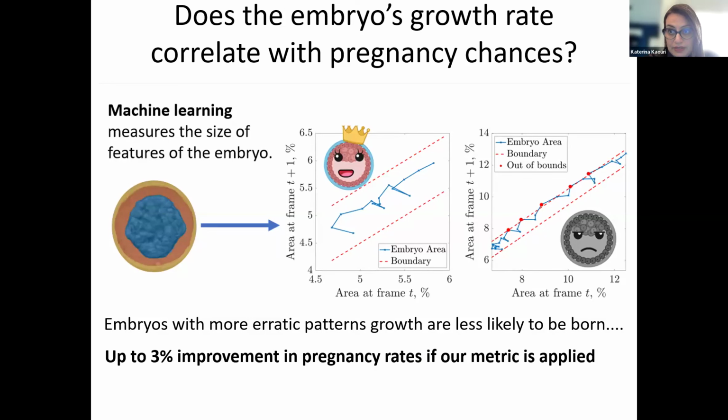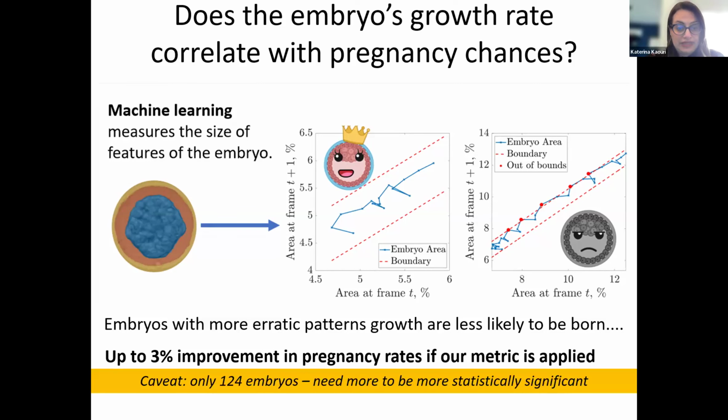However, with this metric, this is a new quantification of how this embryo growth rate is evolving. And we predicted that they would get up to 3% improvement in pregnancy rate if our metric is applied. This metric has not been applied yet, but there is more work to be done. One of them is to get more data. There's a caveat here. We only had 124 embryos. We tried very hard to get more data.